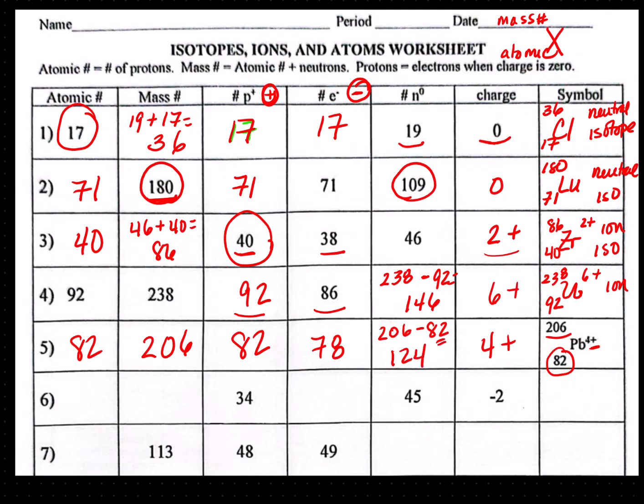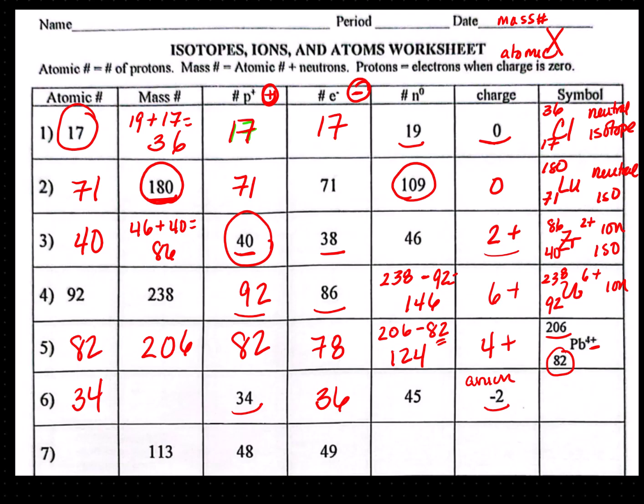Number 6, the number of protons is given, 34. That means the atomic number is also 34. This has a -2 charge, so this is an anion. So that tells us we have 2 more electrons than protons. So 34 plus 2 is 36 electrons.